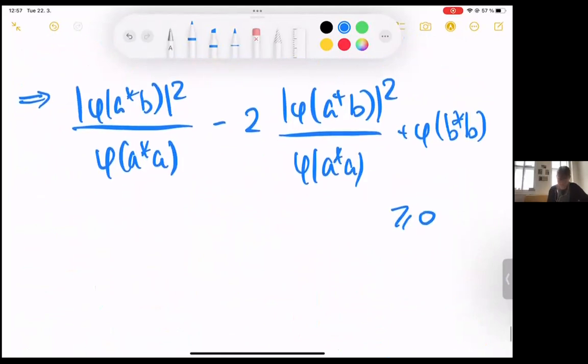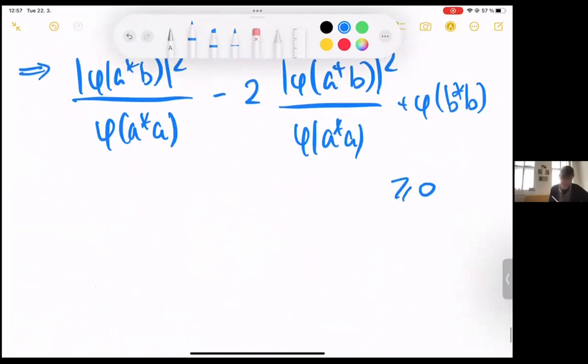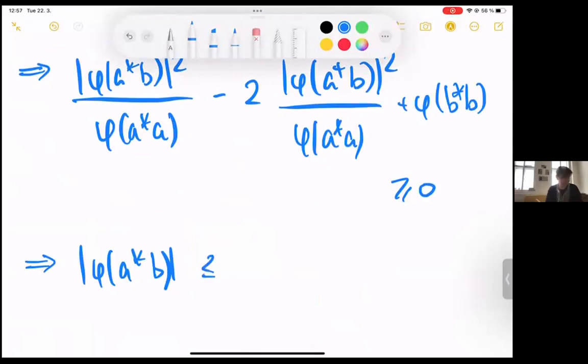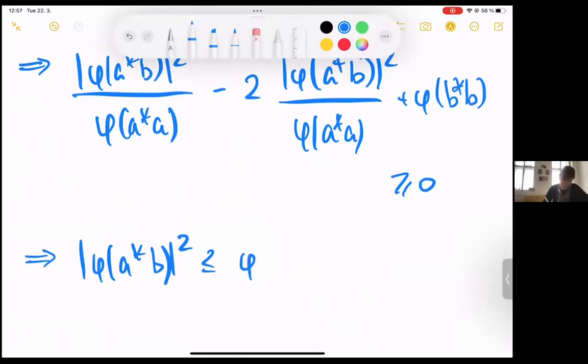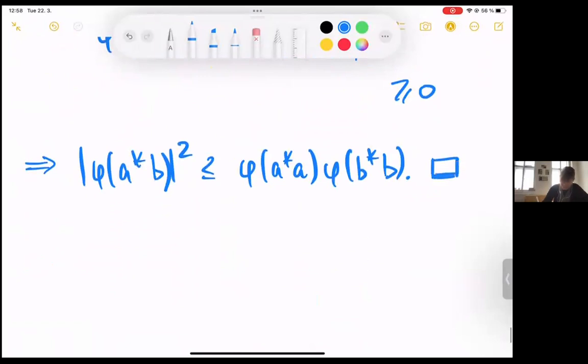And therefore, moving everything around, we see that this means that phi, which is what we wanted.